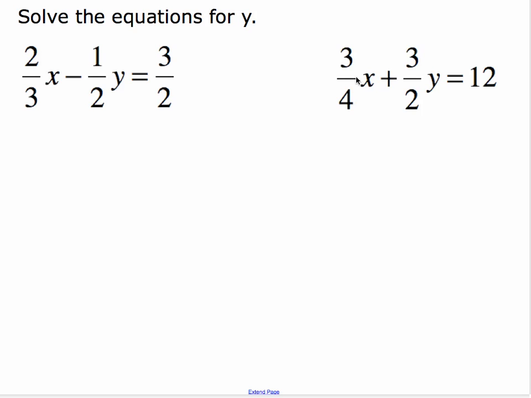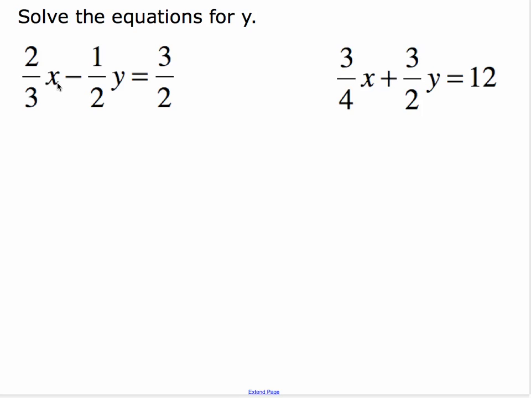Okay, here's a question where you need to solve each equation for y. It's different than solving the equations. If you're asked to solve the system of equations, then you'd have to find a value for x and for y that's true in both equations. But I think this question just says solve them for y, and then check. And you could check them on a graphing calculator if you wanted.